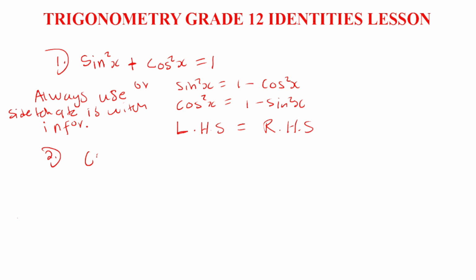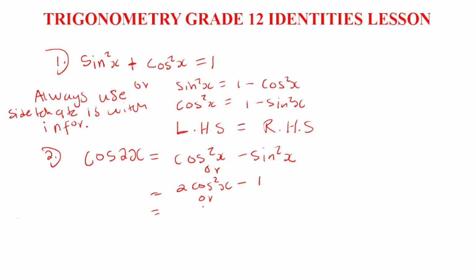Identity number 2, you are just going to be given by cos 2x, sorry, is equal to cos squared x minus sine squared x, or it can also be written as 2 cos squared x minus 1, or it can also be written as 1 minus 2 sine squared x.